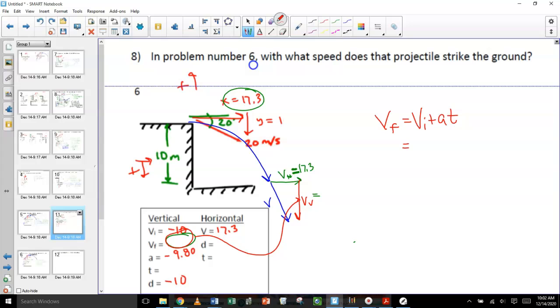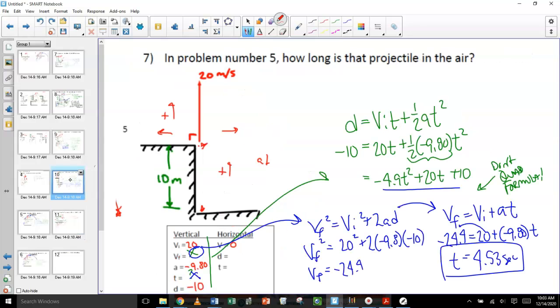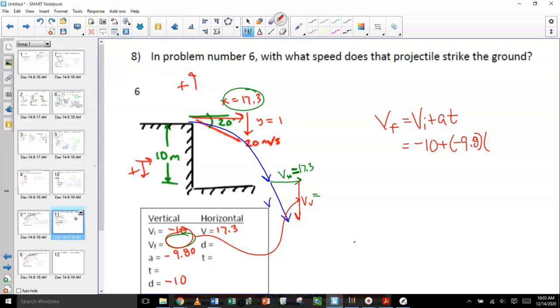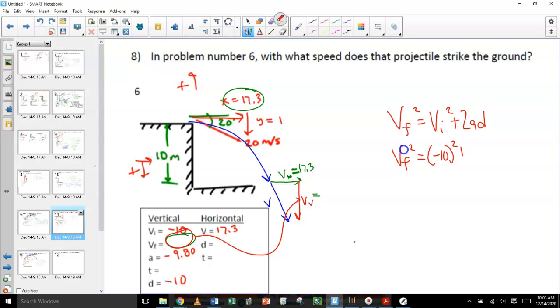Initial velocity is negative 10 plus the acceleration. Oh boy. And the time, oh man, did we use this in the last problem? No, we didn't. That's brutal. Let's do a different equation. VF squared equals VI squared plus 2AD. Final velocity is unknown. Initial velocity is negative 10. The acceleration, 9.80. And the displacement is negative 10. There, we can do that one.